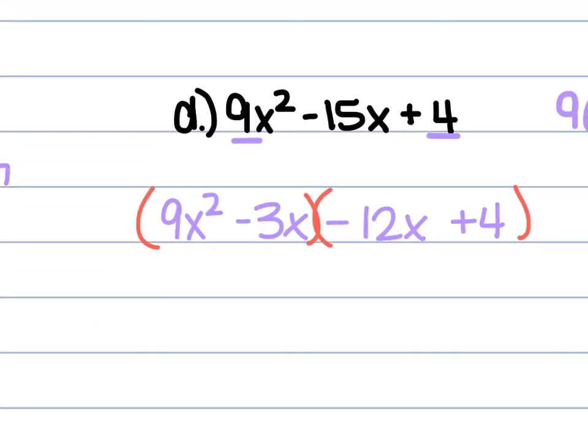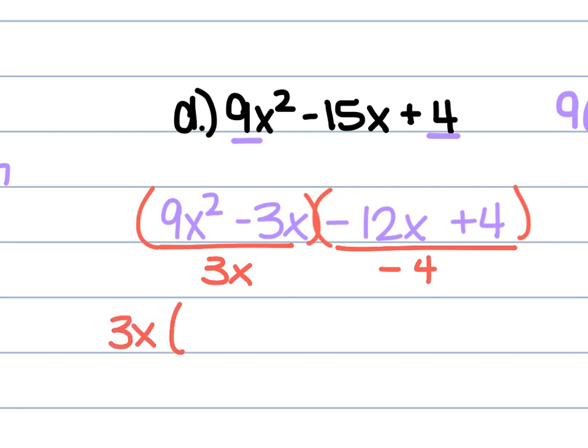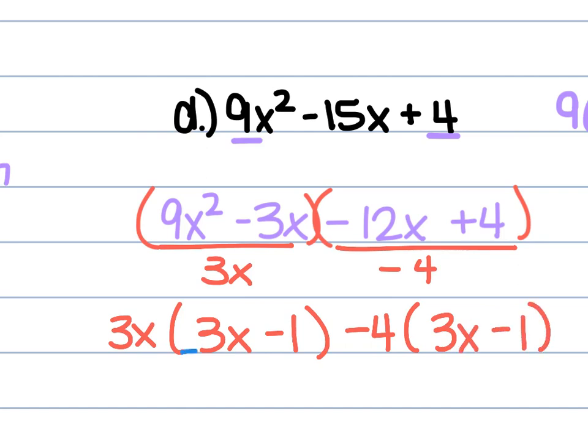The 9x squared minus 3x, we can divide out a 3x. The negative 12x and the 4, we can divide out a negative 4. The reason why we're dividing out a negative is because that term in both of the sets of parentheses needs to be positive. So if you divide the negative 12 by a negative 4, it's going to make it a positive 3. So the 3x comes out. The 9x squared minus 3x divided by the 3x is going to give us 3x minus 1. And then if we divide out the negative 4 from the negative 12x plus 4, it's going to give us 3x minus 1. So our two sets of parentheses are the same.